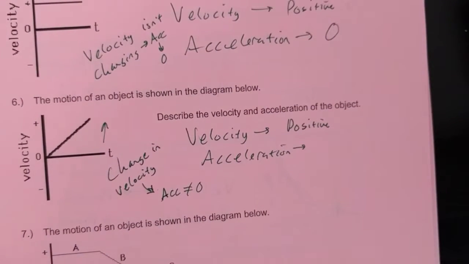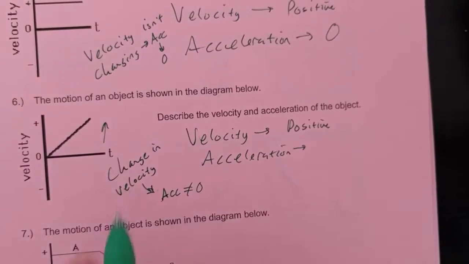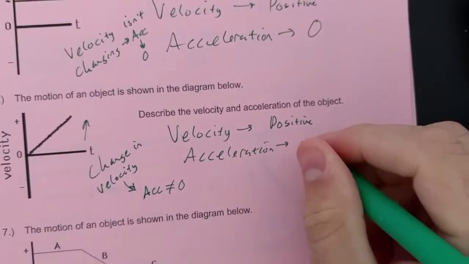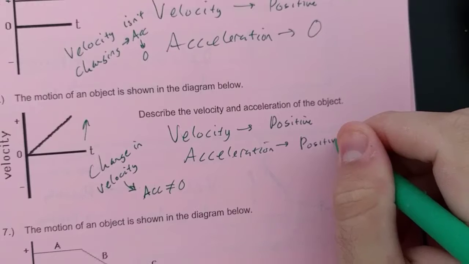Okay. Now, is the velocity increasing or decreasing? From the graph, we can tell that it's increasing. So I know my acceleration is positive. It is speeding up.